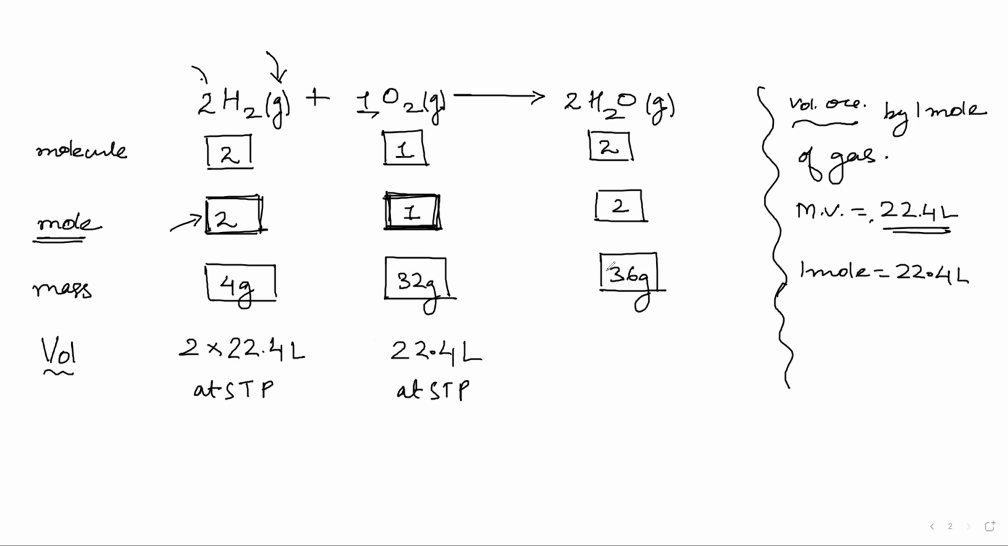Now, what will be the volume for H2O? 2 into 22.4 liters at STP. Very good. Now please write this, and now I will give you a question, and you will have to tell me about the molecular picture, molar picture, mass picture, and the volume picture. Okay? Okay, sir.